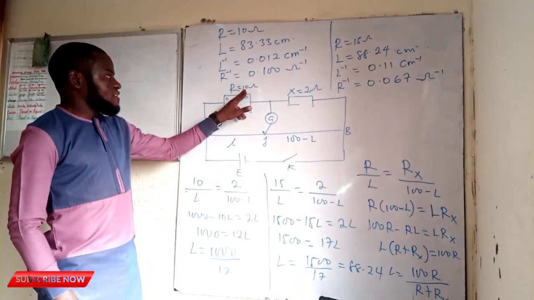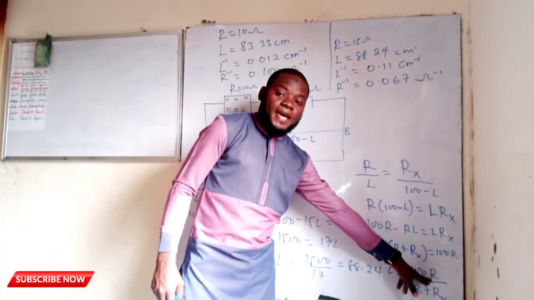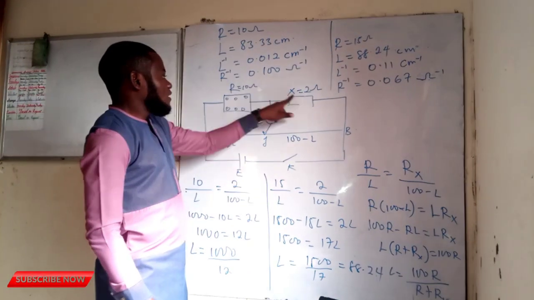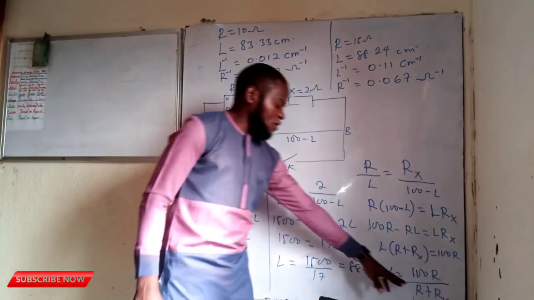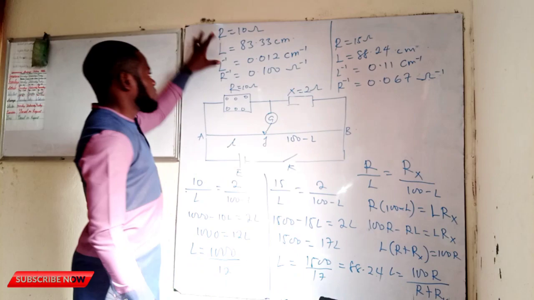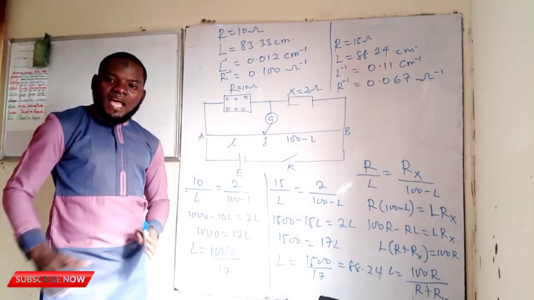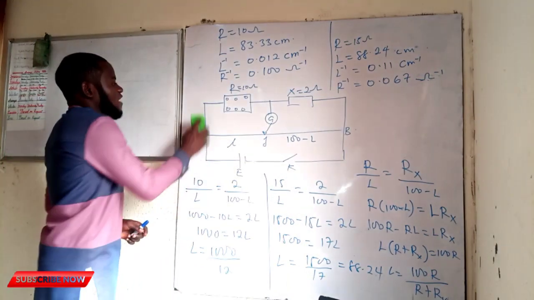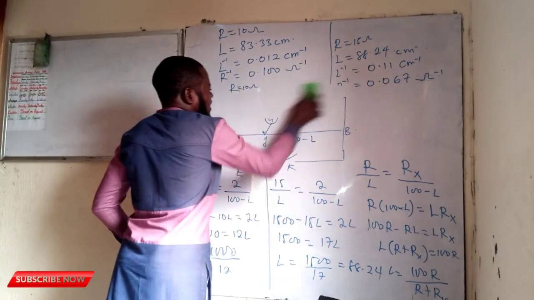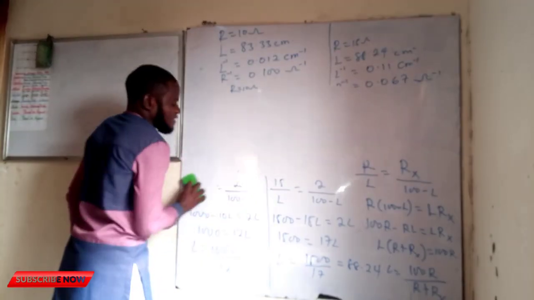So if R is equal to 10, we just slot in 10 here. Then Rx is 2 ohms, we just slot in here. Then we'll get our result to be this. So that is how we can just predict our value. So having used the formula, we get our table like this.